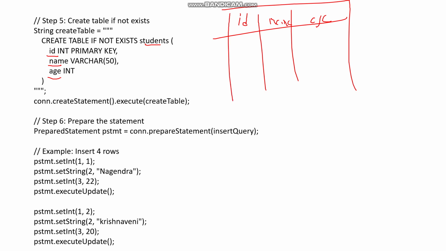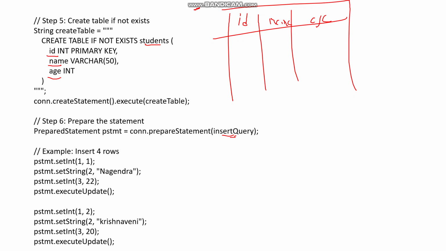After that, connection.createStatement executes the create table. The create table will be executed. Once the table is not available, then the student table will be created. If it is already available, then it does no operation here. Next, PreparedStatement pstatement = con.prepareStatement(insertQuery).